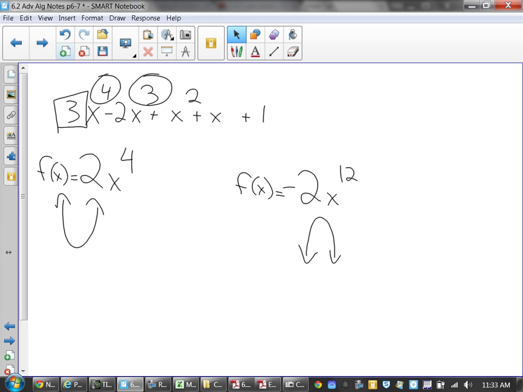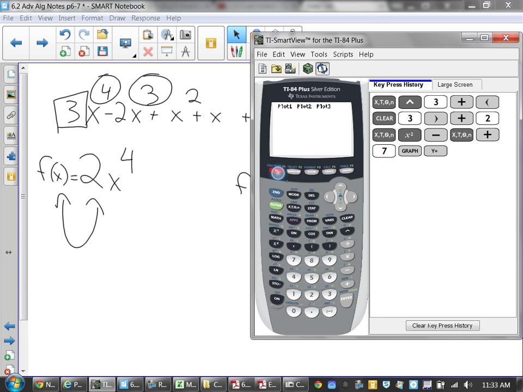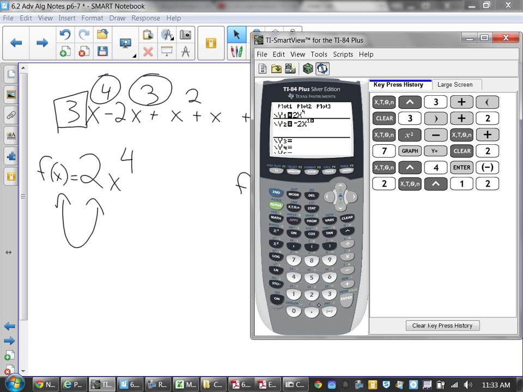It's going to be like that other one, but with ups and downs. Use your calculator. Type those two in your calculator. So we have 2x to the 4th. I'm going to show you how to put two functions in at the same time. 2x to the 4th, hit enter, and then type in negative 2x to the 12th. You can put in two different functions at the same time.